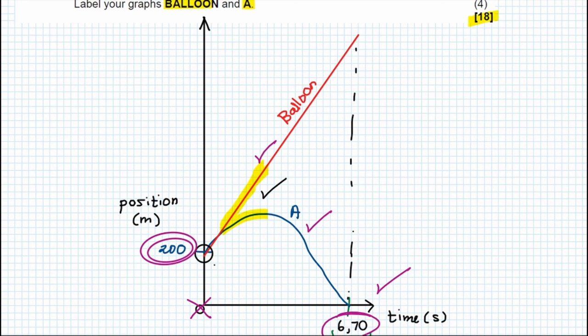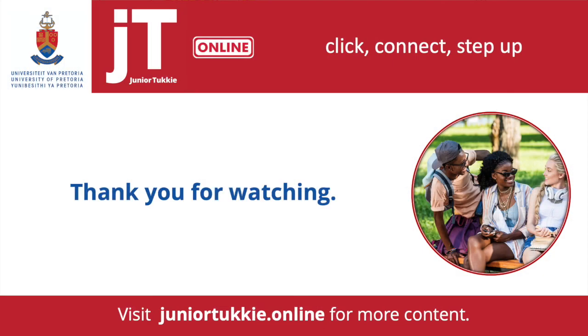In the next video, we're going to look at a question that involves momentum and impulse. We're going to be dealing with elastic and inelastic collisions, etc., when we look at question number 4 of the 2021 exam paper. I hope to see you there.